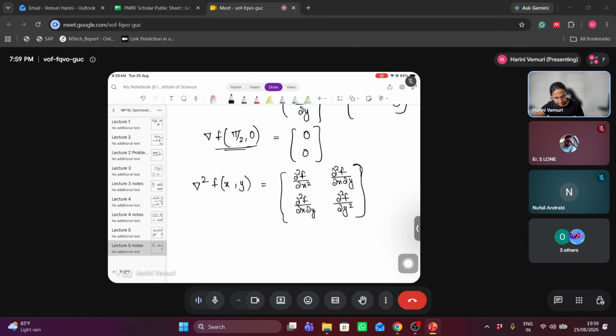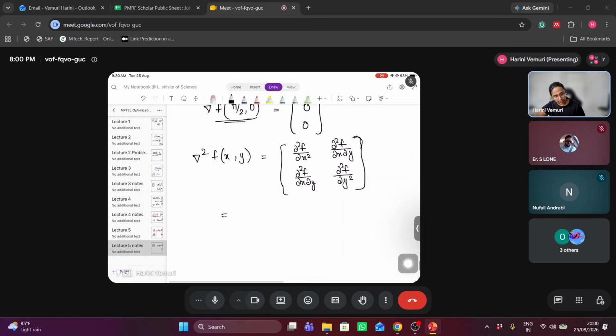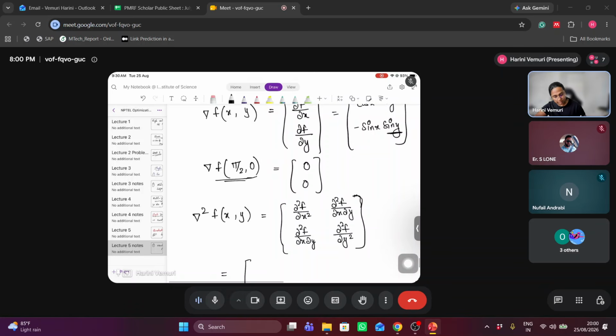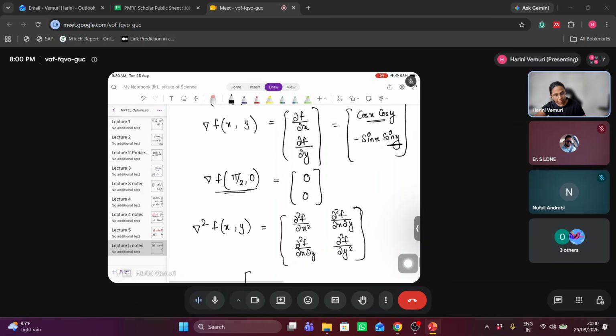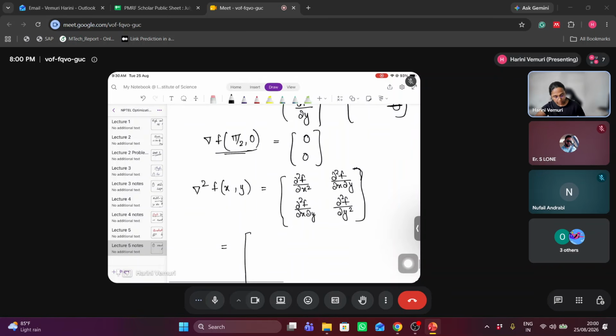So in this case, what is the second derivative of this particular function? We have to derive cos x with respect to x. Differentiation of cos x is minus sin x. So it's minus sin x cos y.